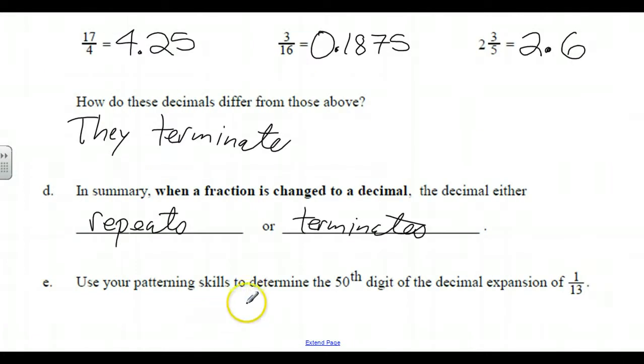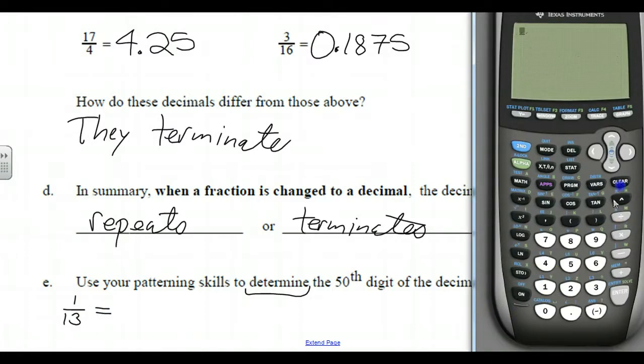Use your patterning skills to determine. Show some work. We want to know why. So just giving me the answer is not going to do it for you here, right? Determine the 50th digit of 1/13. So 1/13, calculator, clear, 1 divided by 13. 0.076923. Guess where I am? 0.076923, 0769. So it's going to continue in that pattern, right?